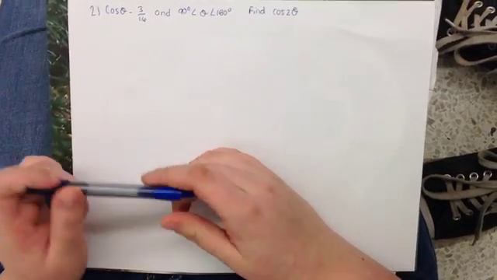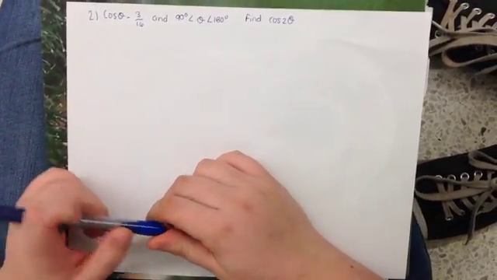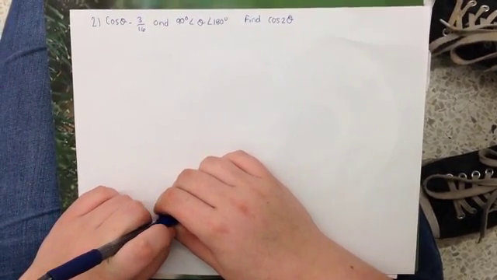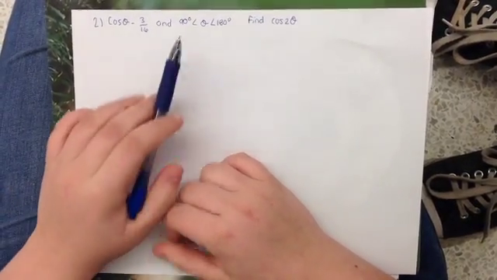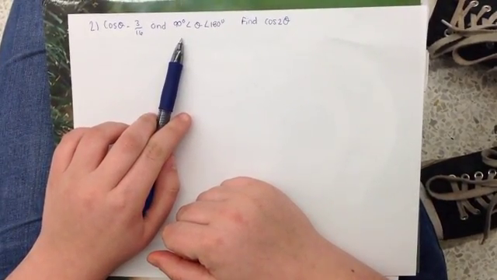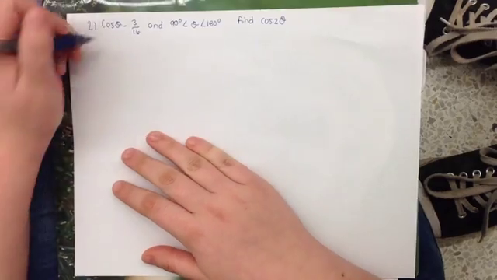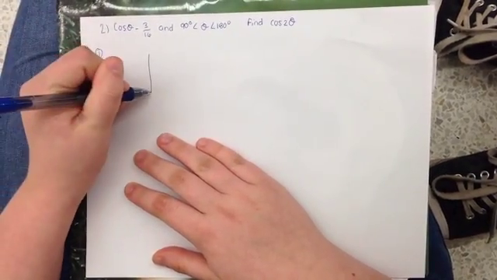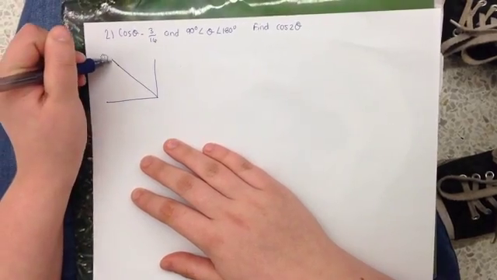Okay, hello everyone. So the problem we're going to show you today is number 2, which is cosine of theta equals negative 3 over 16. And because it's giving us our parameters of between 90 degrees and 180 degrees, it's going to be in the second quadrant. So first we're just going to draw a picture so we know what we're talking about. And so we're in the second quadrant.